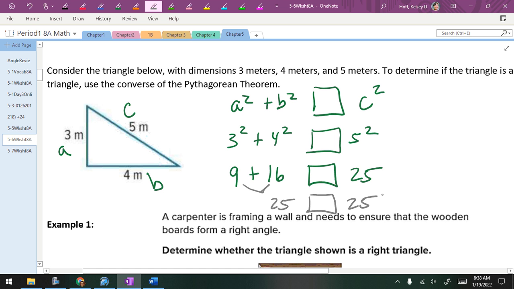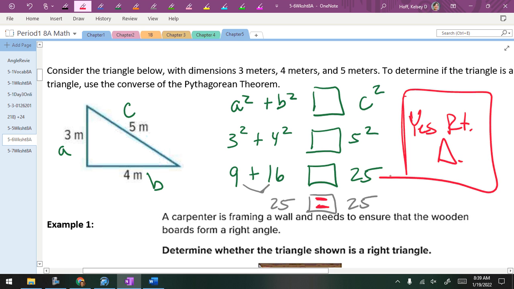Okay, what do you know about 25 and 25? They're the same. So you put an equal sign in there. If you get to put an equal sign, you get to say, yes, right triangle. You just proved that, yes, this is actually 90 degrees right here. And you can shortcut it to RT. You have to write that answer of, yes, it's a right triangle. So today you're trying to determine if they're equal.